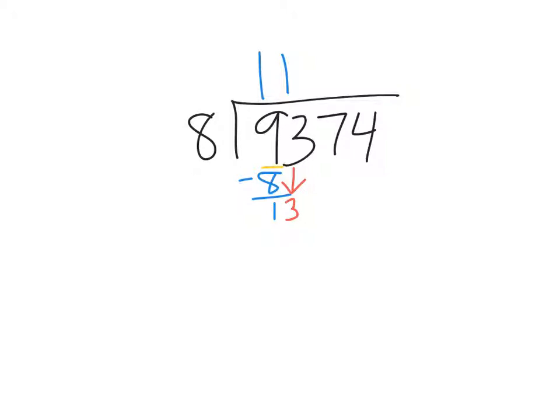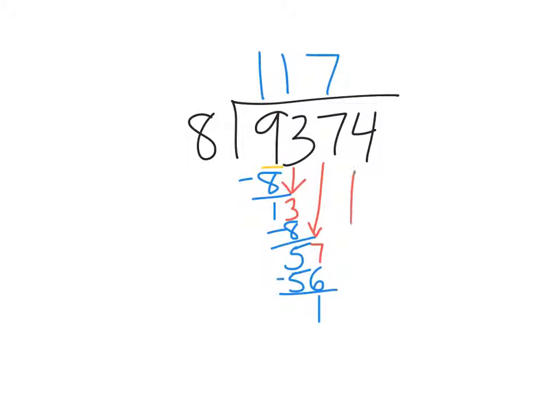We said that because 1 times 8 is 8, so I subtract, and that gives me a remainder of 5. So next step is to bring down our next value just as we did before, making that now 57. 8 will go into 57 7 times. I'm changing my marker here. 7 times, because 7 times 8 is 56. So when I subtract, that gives me a remainder of 1.